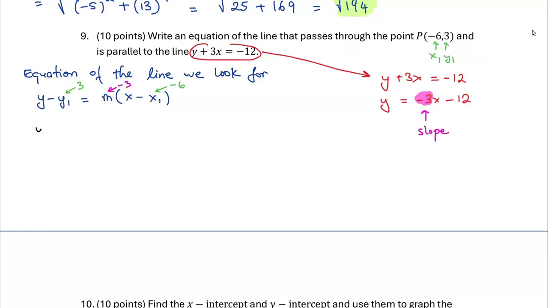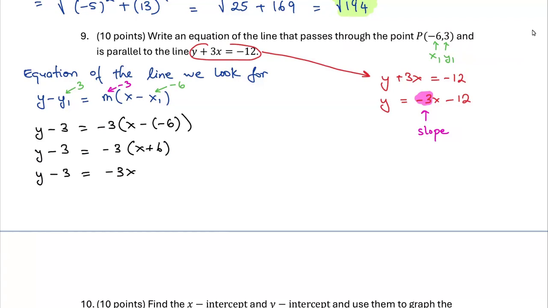Let's plug in right now. So y minus 3 equals -3 times x minus -6. So y minus 3 equals -3 times x plus 6. You distribute the -3, and then you add 3 to both sides. Let me write, adding 3. Okay, so that is the line you're looking for.